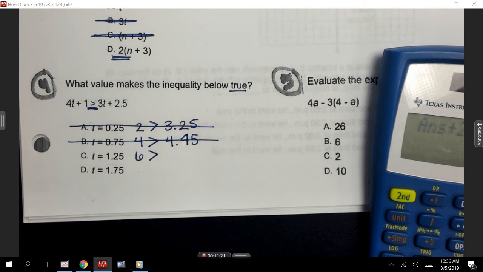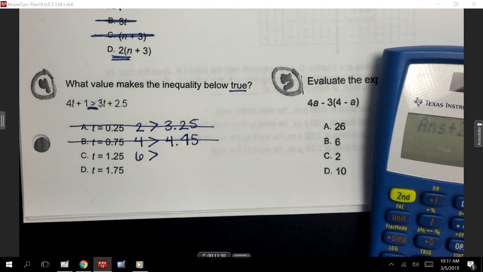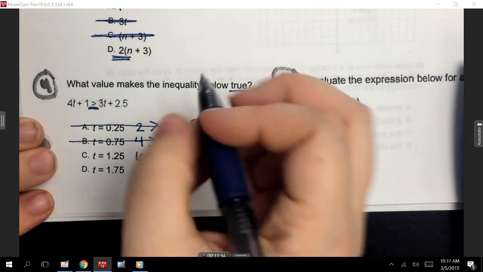All right. So what happened here is you did 6. That should have been 3 times the t. So we needed a 3 there. All right, Hunter, what did you get? 6.25. That's what I'm looking for.